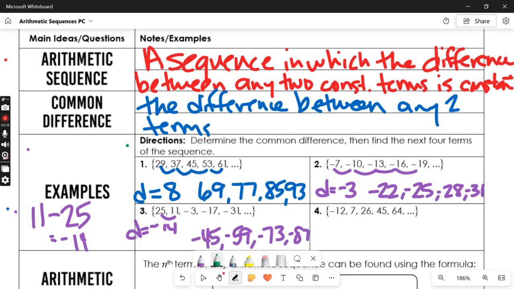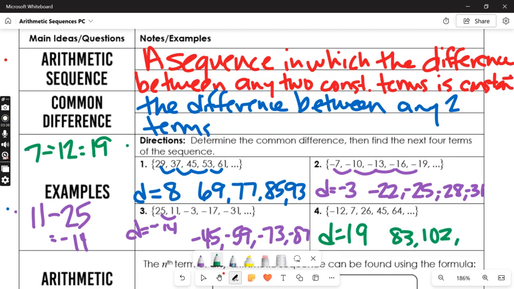Okay, from negative 12 to 7, again, if I'm not sure, I can subtract, so I would do 7 minus negative 12, which is positive 19, which means each time it's going up by 19, and I can verify that with my other numbers. So then I'm just going to continue to add 19, so that would be 83, 102, 121, and then 140.